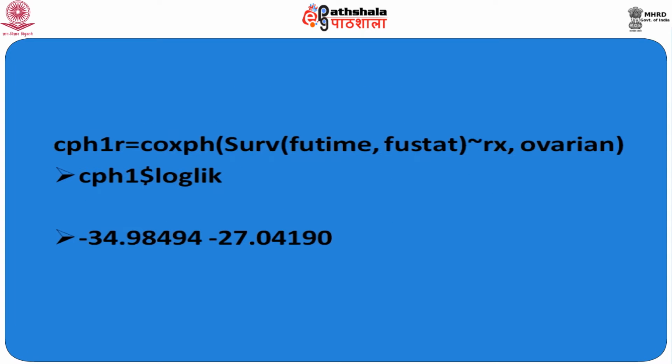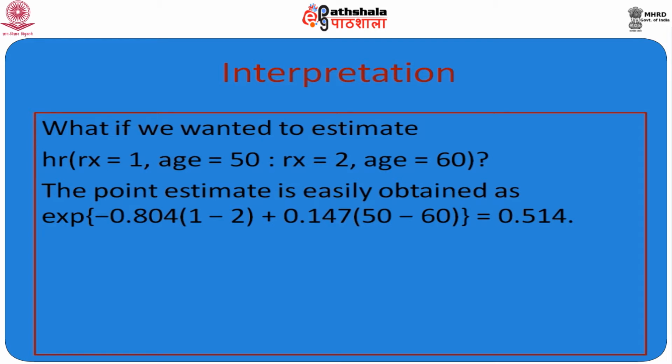Now this way you can interpret the value; the point estimate is easily obtained as 0.141. So the hazard for individuals having age 50 years treated with treatment Rx1, in comparison to a person treated with Rx2 and age 60, is 0.154, that is having a 50% chance of dying, as given by this interpretation.